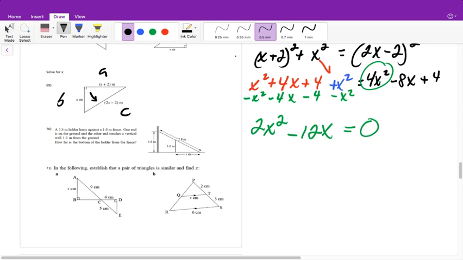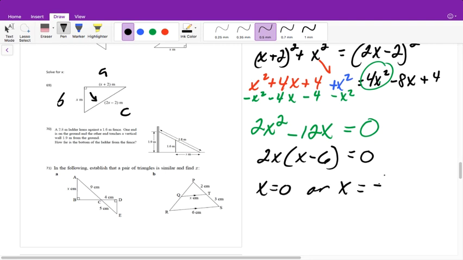And now from here, it's easy for us to solve. So we can factor out the 2x. We're left with x minus 6 is equal to 0, so that means x is equal to 0 or x is equal to positive 6. However, if x is 0, can we have a distance of a side equal to 0? No. So that means it's actually an extraneous solution, so it's not a solution. You must cross it out. And x is only equal to 6 meters. Make sure you're putting your units.